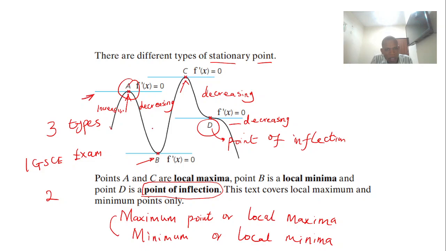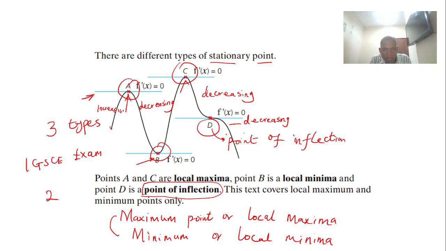Now for point B, your gradient was decreasing because it's going downward. After point B, your gradient is now increasing because it's going upward. So point B is a minimum point. For point C, your gradient was increasing, you can see it's going upward. After point C, your gradient is decreasing, so this is a maximum point. But for point D, your gradient remained the same. It was decreasing before point D, and it is also decreasing after point D.